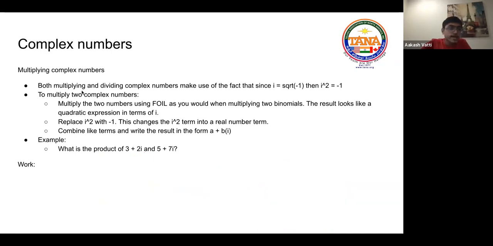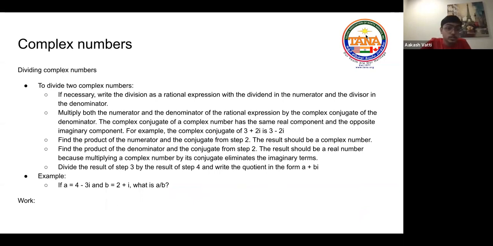So, dividing complex numbers. To divide two complex numbers, if necessary, first write the division as a rational expression with the dividend in the numerator and the divisor in the denominator. Then you multiply both the numerator and the denominator by the complex conjugate of the denominator.